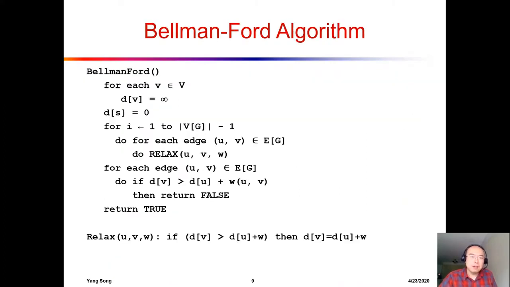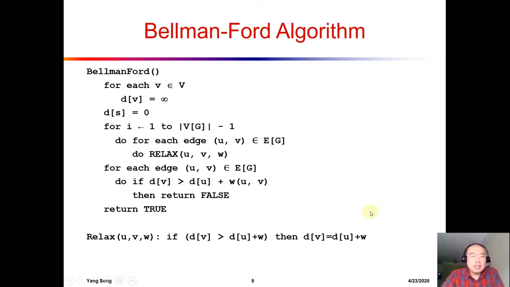Okay, so the next part is the real algorithm that can find the shortest path from one source to all the other nodes. That is the Bellman-Ford algorithm. And as you can imagine, Bellman and Ford are the inventors of this algorithm.